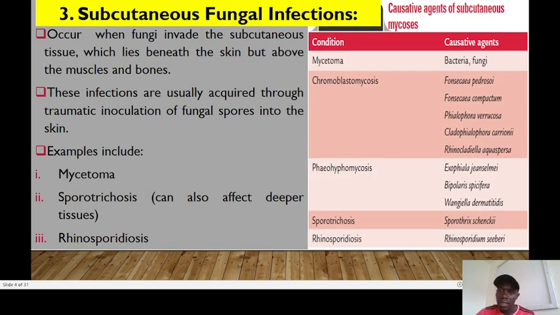The third group of these fungal infections, we have the subcutaneous fungal infections, and they occur when the fungi invade the subcutaneous tissue, which normally lies just beneath the skin but above the muscles and the bones. These infections are usually acquired through traumatic inoculation of fungal spores into the skin, and examples could be mycetoma, sporotrichosis, which can also affect deeper tissues, and rhinosporidiosis.